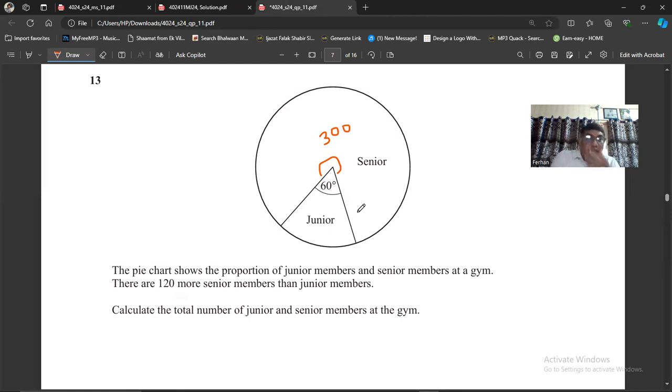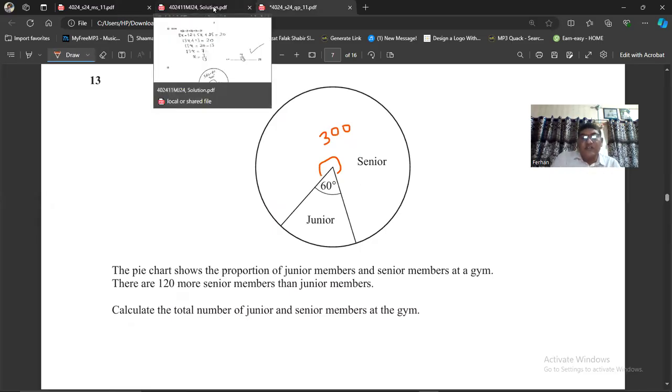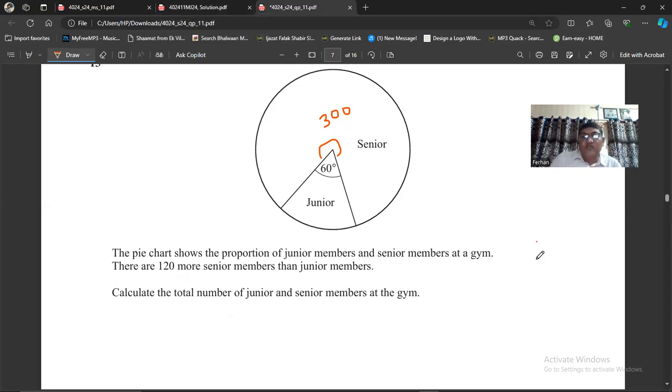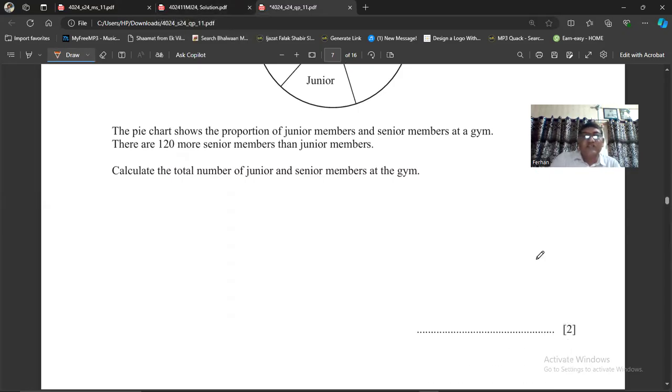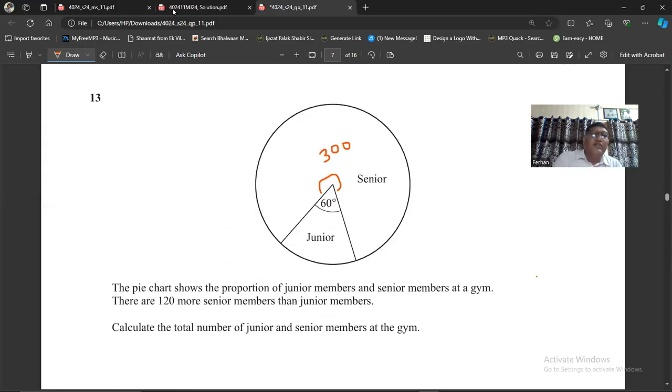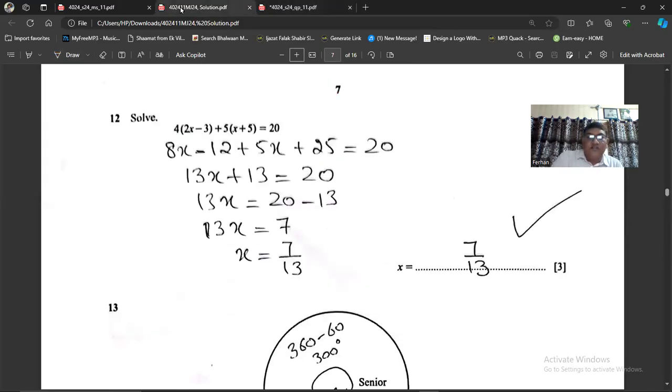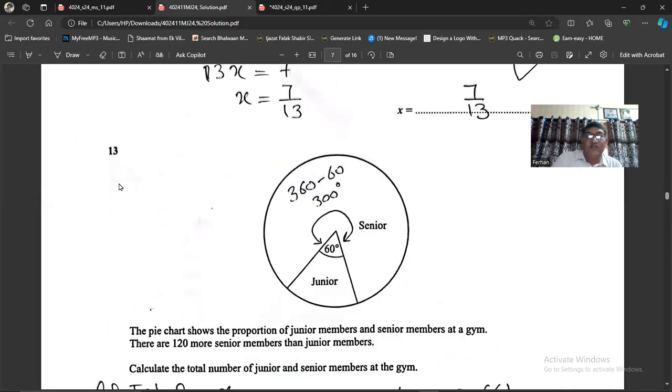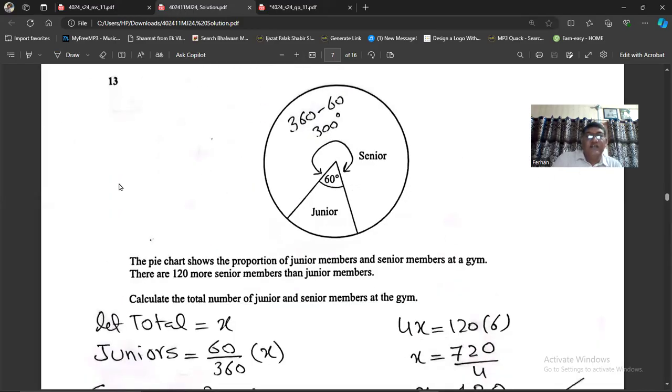So the angle for the seniors is 300, the angle for the juniors is 60 degrees. So there are 120 more. If the juniors are x, then the seniors are x plus 120. So this is a 2 marks question. Okay. So we are going to solve it. First of all, I have found the angle of representation for the seniors.